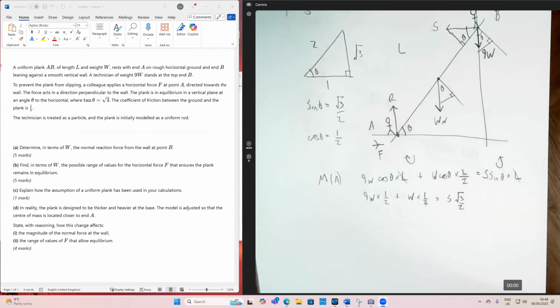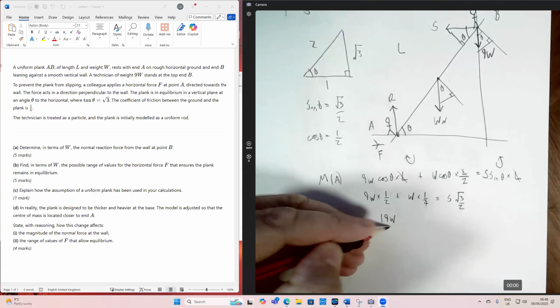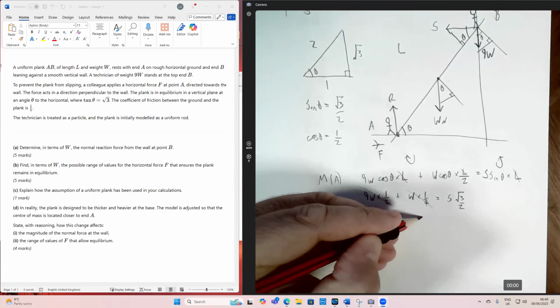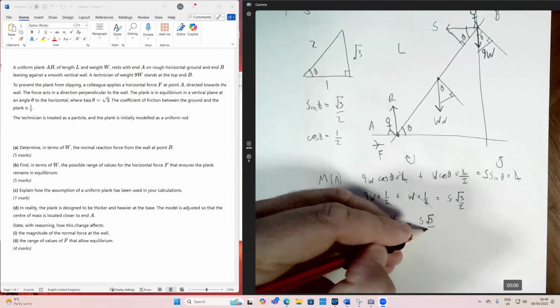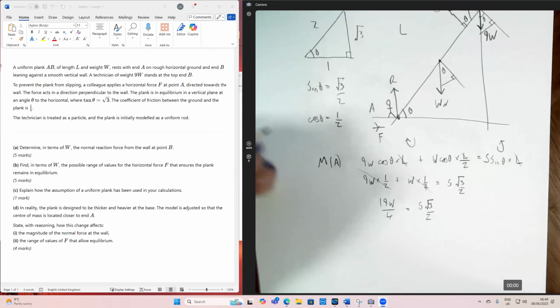Actually, this one, cos is a half, and we've got L over 2, so that is going to be a quarter there. So we're going to have now our 9 over 2 plus a quarter is going to be 19 over 4. So that gives us 19W over 4 when we combine that one and that one is equal to S root 3 over 2. And then we can just rearrange this now in order to make S the subject.